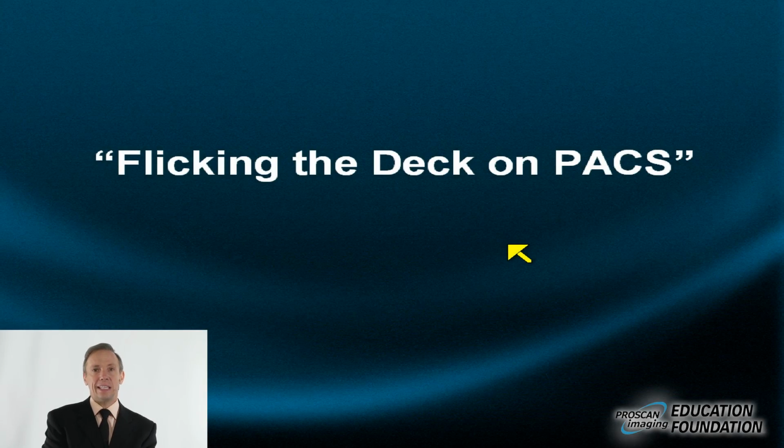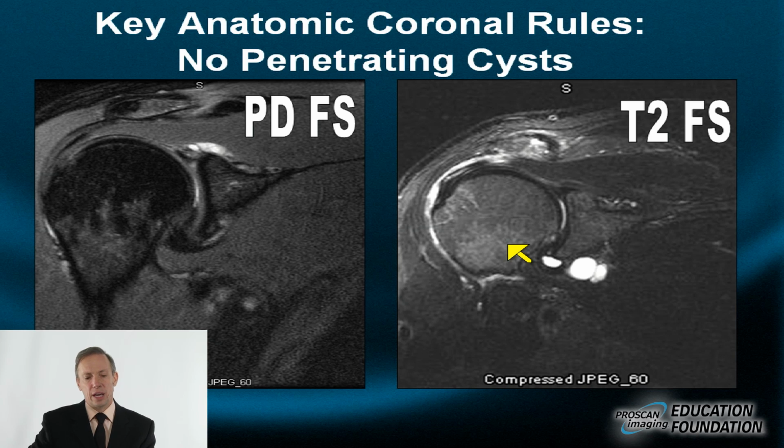So this is a nice lead-in to the next subject, which is flicking the deck on your PACS system. And what do I mean by that? I mean that like you flick a deck of cards, you're going to flick through the images in the coronal plane and in the axial plane and make a proper, reasonable deduction. Let's take, for example, the coronal projection. There are a few rules about the coronal projection. We discussed these in prior vignettes, but they're worth reviewing.